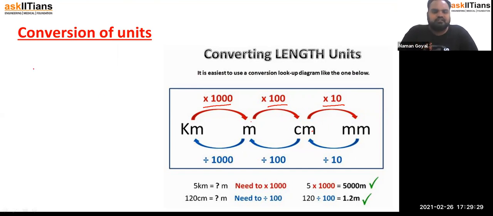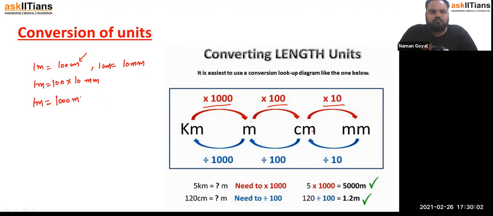Basically, if 1 meter is equal to 100 centimeter and 1 centimeter is equal to 10 millimeter, then in 1 meter, how many millimeters are there? 1 meter is equal to 100 multiplied by 10 millimeter. In place of 1 centimeter, I can write 10 millimeter here. Are you getting my point? So it becomes 1 meter is equal to 1000 millimeter.